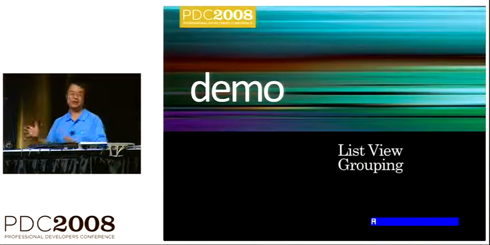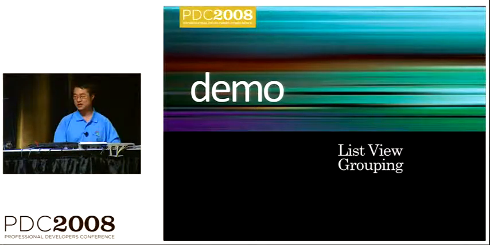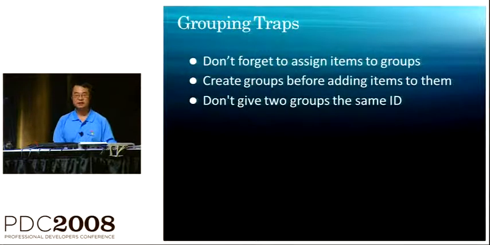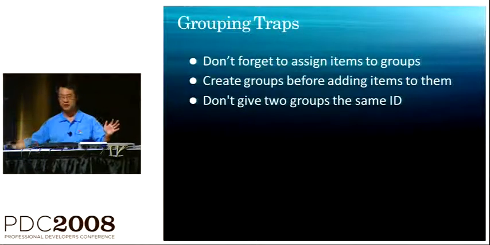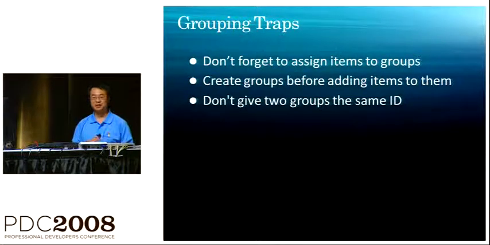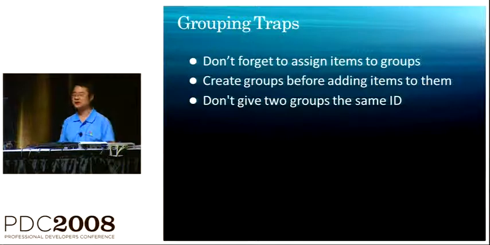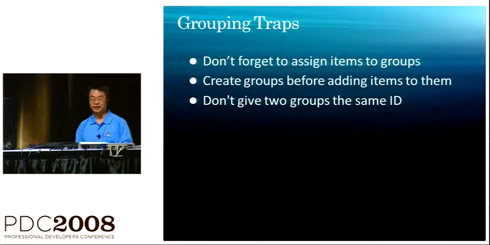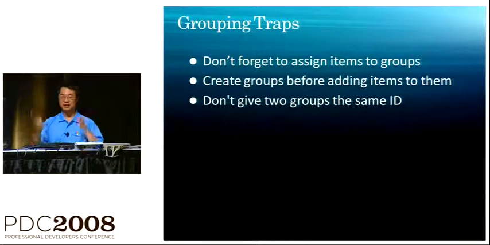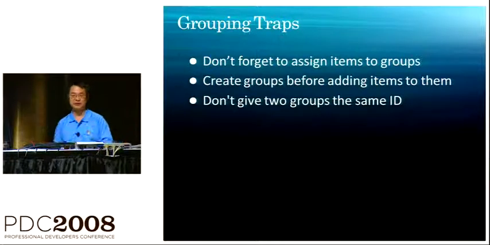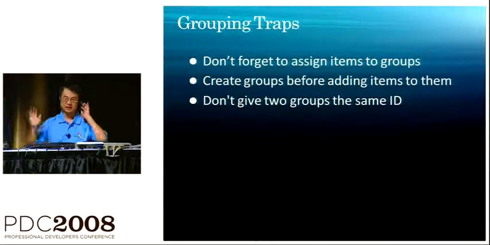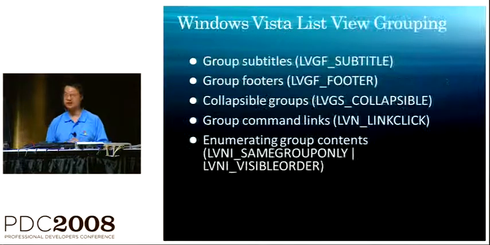All right, so that was as far as you could go in Windows XP. That was pretty much the extent of grouping. So just to summarize the problems you're going to find with grouping: forgetting to assign items to groups, all of a sudden everything disappears. You have to create a group before you can assign an item to it, otherwise list view is going to say, I don't have one of those. Then the result, of course, is that you run your program and your list view is empty. The sort of generic problem that you have with list view. And of course, if you know what's good for you, you don't give two groups the same ID because then, man, that's just crazy. Dogs and cats living together.